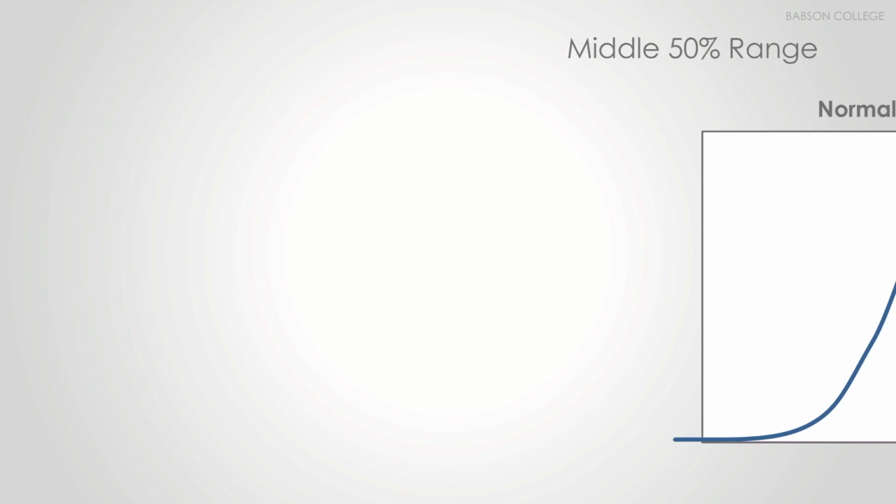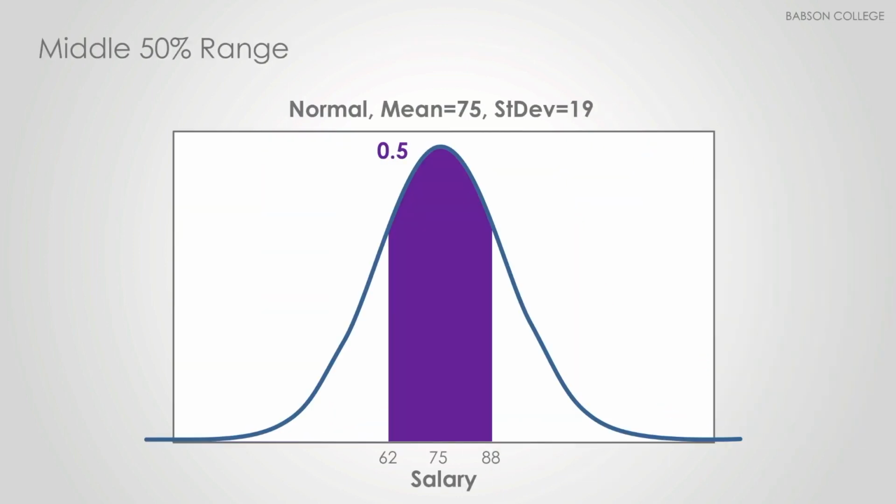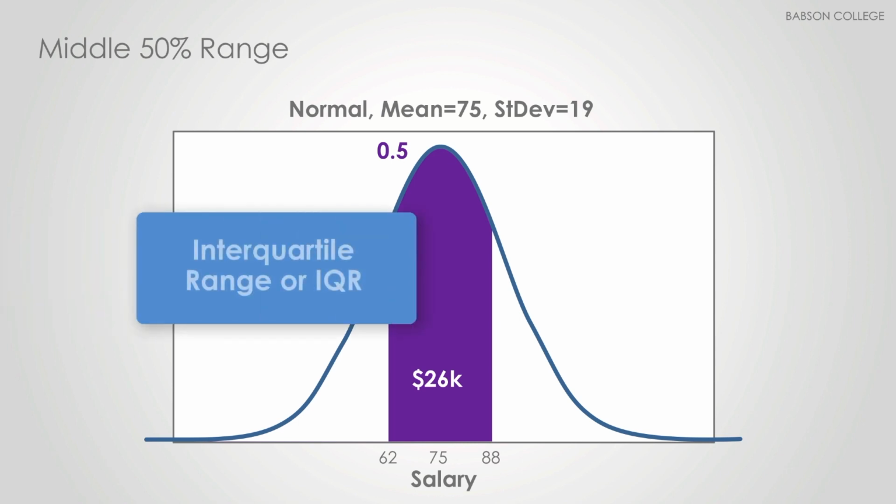Another way to use the normal distribution would be to determine the middle 50% range of household incomes. This display shows that 0.5 or 50% of all households earn between $62,000 and $88,000 if we round off to the nearest $1,000. That is a much narrower range of only $26,000, which is also known as the interquartile range, or IQR. In addition, $62,000 becomes the first quartile and $88,000 becomes the third quartile.